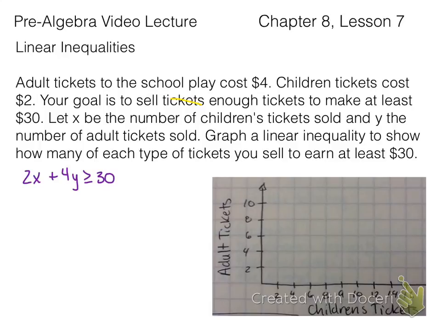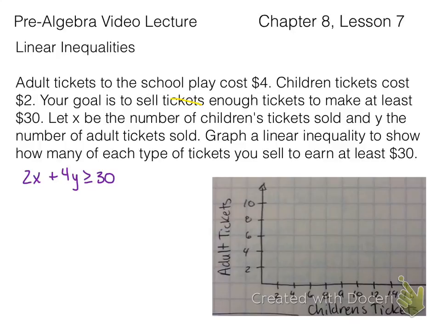Okay, so we're going to let X be the number of children's tickets sold and Y be the number of adults' tickets sold. Now, whenever they tell you which letters to use, you should use those letters, all right? You might be tempted to use A for adult and C for children, but since they're telling you they want X to be children and Y to be adult, go ahead and use them. And yes, please use them. And we're going to graph the linear inequality to show how many of each type of ticket were sold.